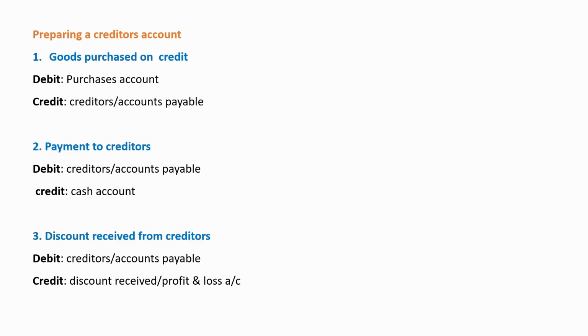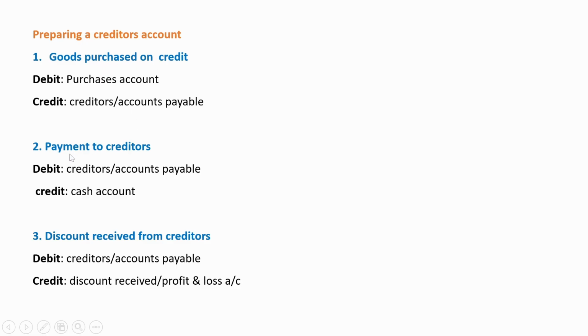One thing you're supposed to remember here is that the purchases account is used to record goods only. If you purchase a different kind of asset, for example, a motor vehicle, you should not debit purchases account. Purchases account is exclusively for goods, the goods that you buy with an intention of selling them in the future. So that is how we record goods purchased on credit.